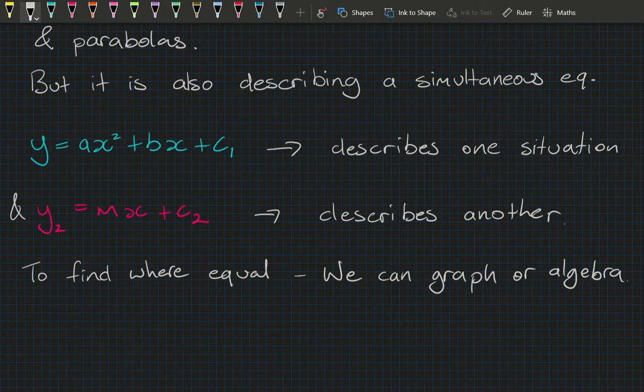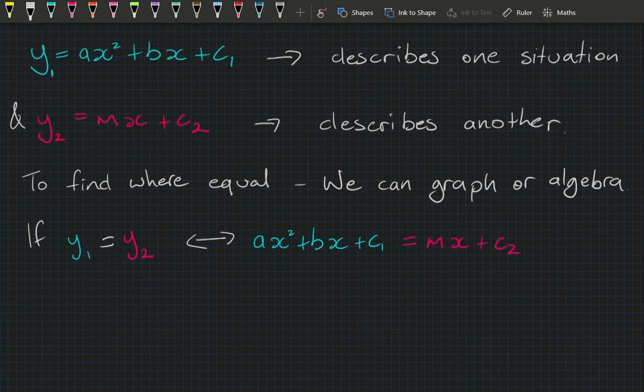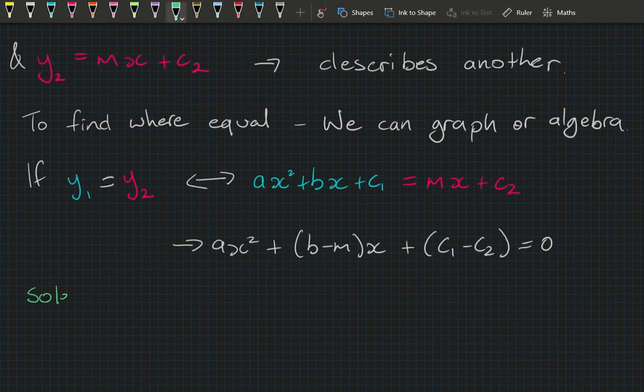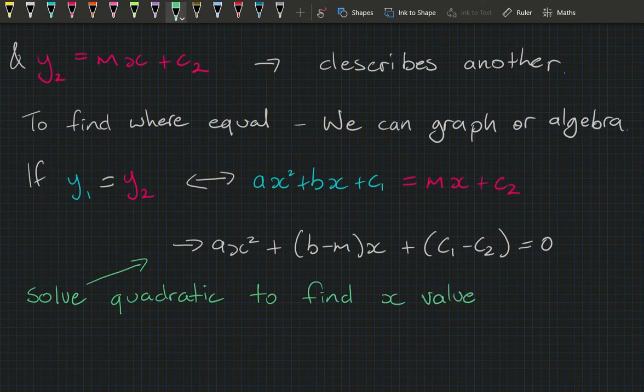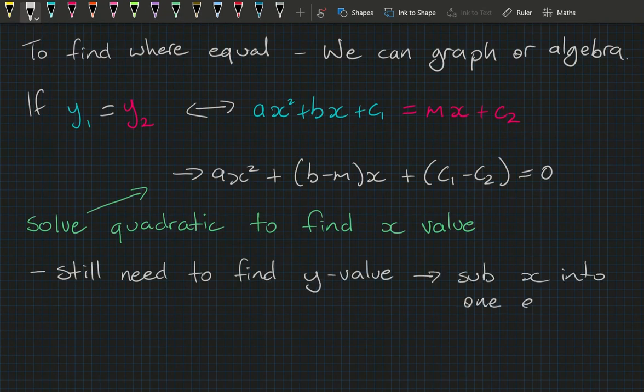So if y1, and let me mark that in as y1, is equal to y2, then a times x squared plus bx plus c1 has to equal m times x plus c2. And when we put those together, that means that a times x squared plus b minus m times x plus c1 minus c2 is equal to 0. Then we can solve this quadratic to find the x value. Of course, we still need to find the y value related to these values of x. And that's pretty easy by just subbing x into one of the equations. Or 2 if you want to be safe.